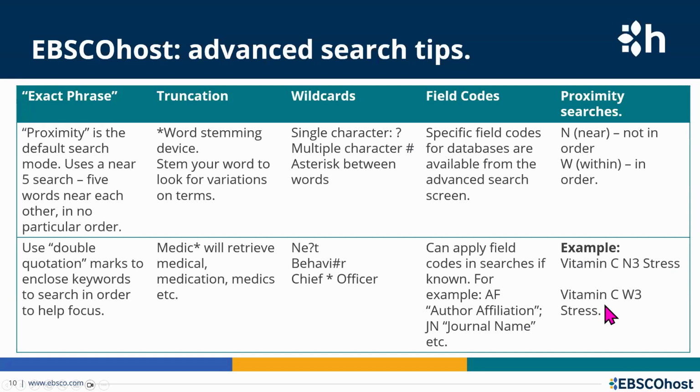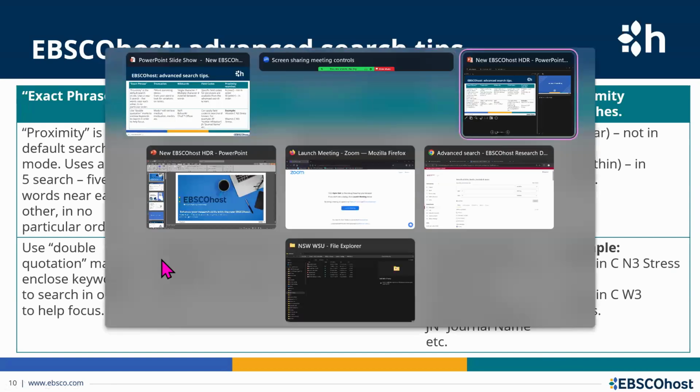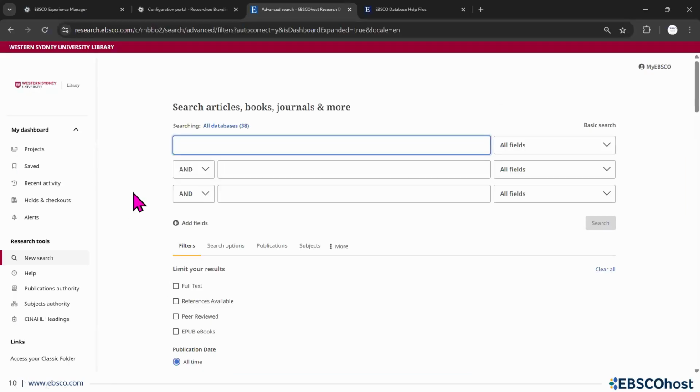In this case, I'd be looking for vitamin C within 3 words of stress in that particular order. So let's have a look at this on the platform so you can follow along and see how these do work. So this is the new EBSCOhost user interface. You'll be able to access the link from the chat window.